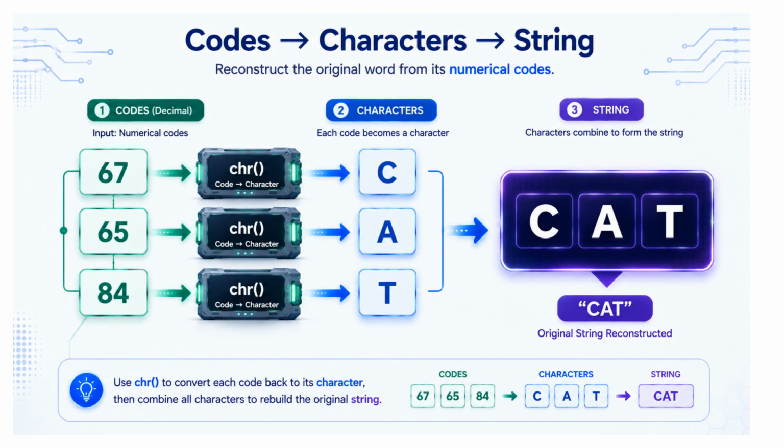Now let's see how we can reconstruct a complete string from numerical codes. Here we have 3 decimal codes, 67, 65, and 84. We use the CHR function to convert each code back into a character. 67 becomes C, 65 becomes A, and 84 becomes T. Now we have 3 individual characters, C, A, T. When we combine these characters in the correct order, we reconstruct the original string, cat. So remember, codes become characters, and characters can be combined to build a complete string.